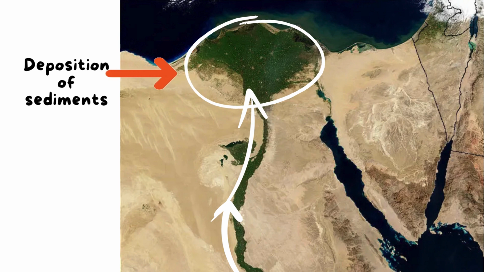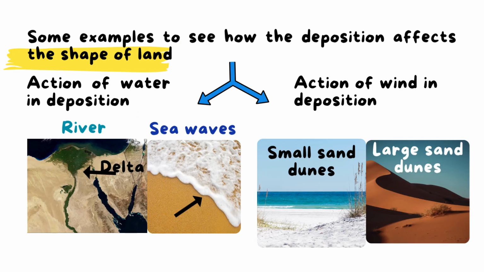As here, the river flows carrying these sediments, and then these sediments settle or lay down in this place, forming a land different from the others called a delta. So here we see some examples of how the deposition affects the shape of land.